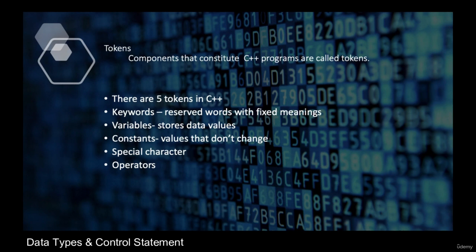When we write programs in C++, we will be using a lot of tokens, which are the components that constitute the program. Each token has a particular usage, and that's what we are going to discuss next. Before moving to that, we should know the types of tokens which are actually defined in C++.